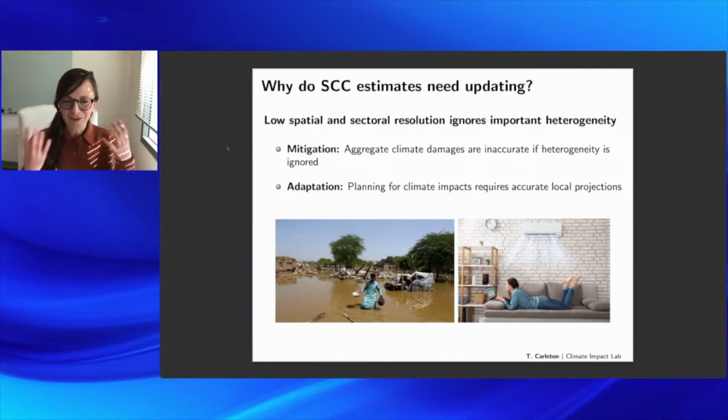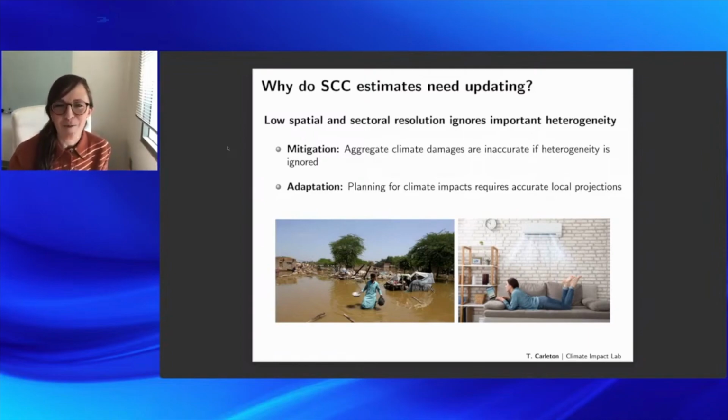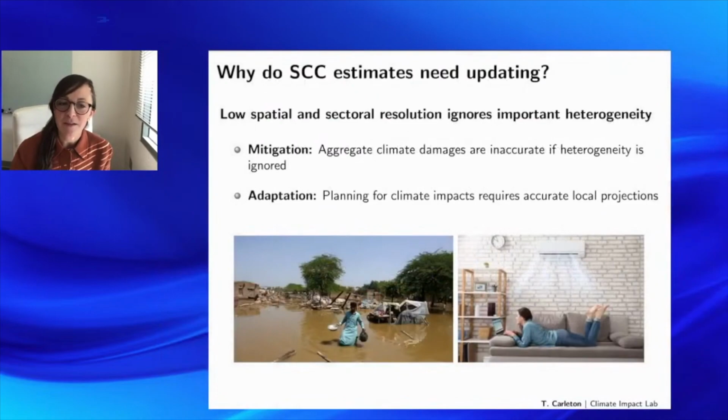And I've been enjoying watching this debate between Max and Jim from afar about how much effort we should be putting into this type of damage calculation going forward. I think it's an important debate to be having. I think one thing to add to that debate is the importance of adaptation and the importance of better characterizing damages if we are trying to inform not just mitigation policy, but also adaptation policy.